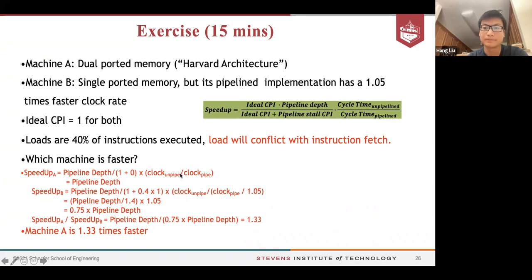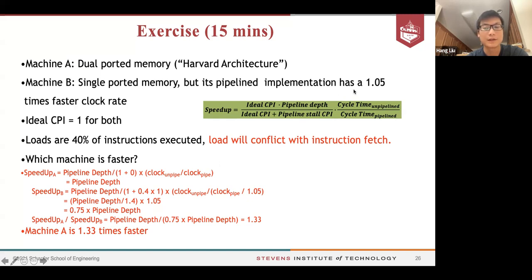Right? And then multiply the clock unpipelined and divided by clock time of pipelined. So the speedup is pipeline depth, and then the speedup for machine B is the pipeline depth divided by 1 plus the pipeline stall, which is 40% by 1 cycle, right?